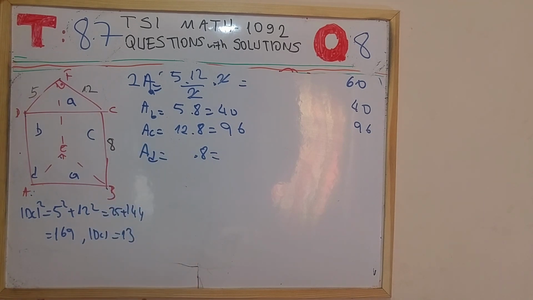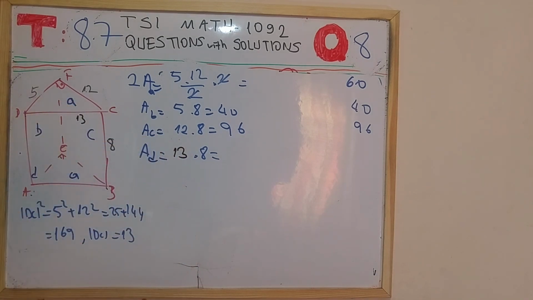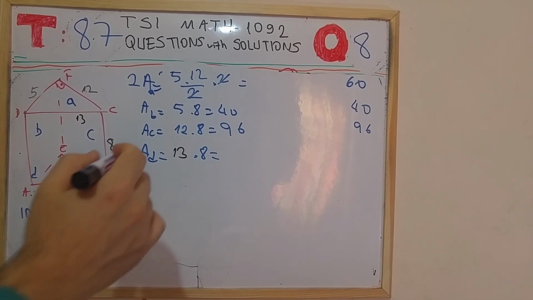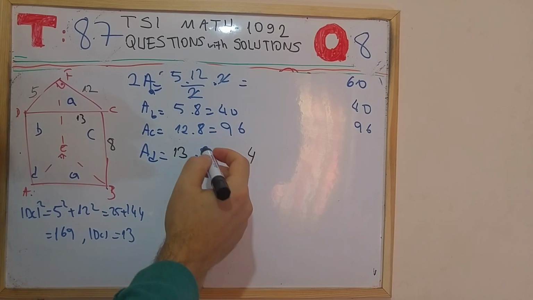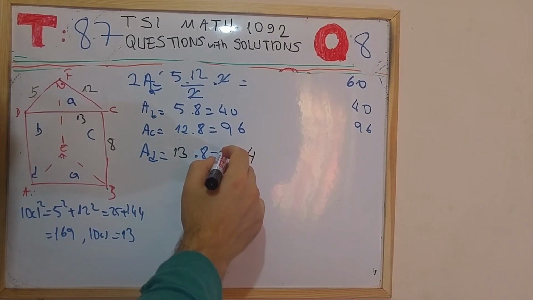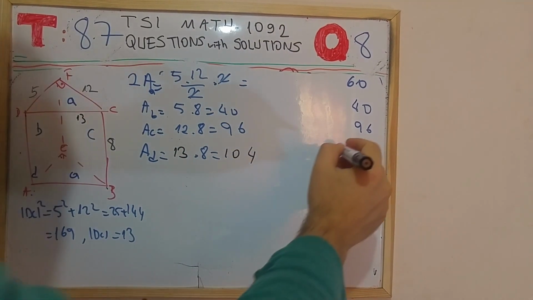So I just multiply it by 13. So DC is equal to 13. And I multiply it by 13. 13 times 8 is equal to 104. So let's sum these up.